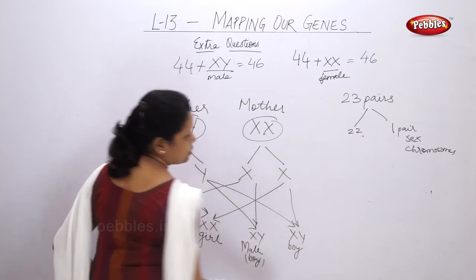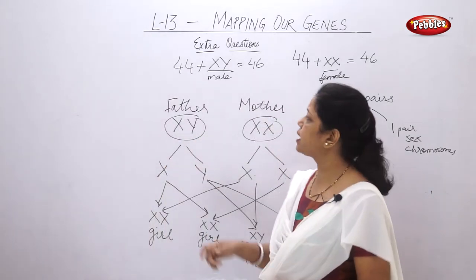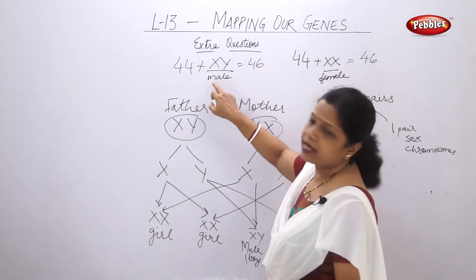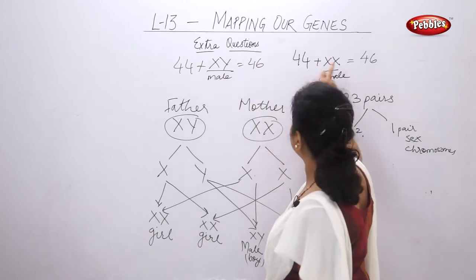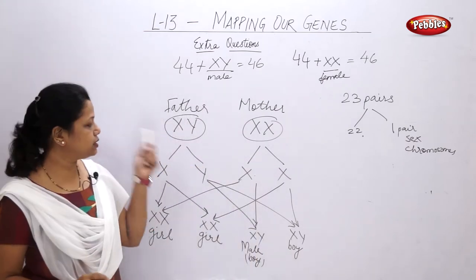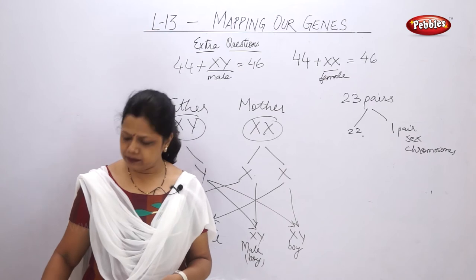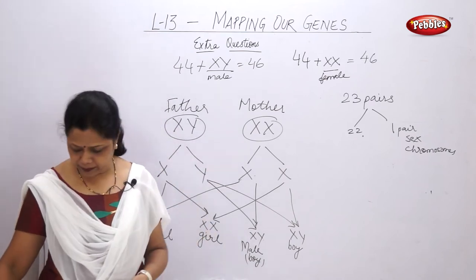This is how we can determine the sex if we know which type of chromosomes are carried by male and female. Male carries X and Y type of chromosomes. Female carries X and X types of chromosomes. This is the sex determination flow chart which can be shown in this way.